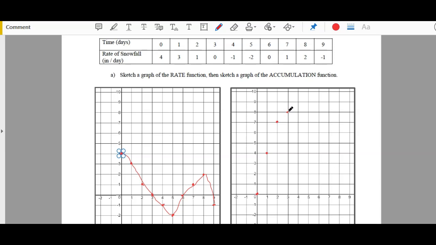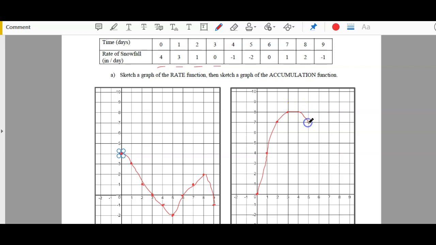The next day is 0, so we're going to just kind of flatten out right there, and I'll go ahead and connect a few of these here at the beginning. So that is going to be looking at this accumulation of 4 inches, 3 inches, 1 inch, nothing over those first 4 days.